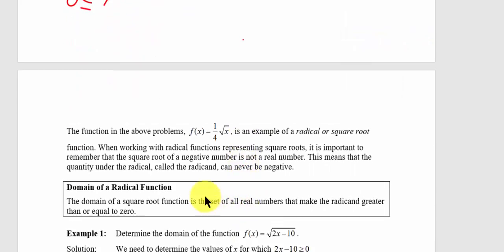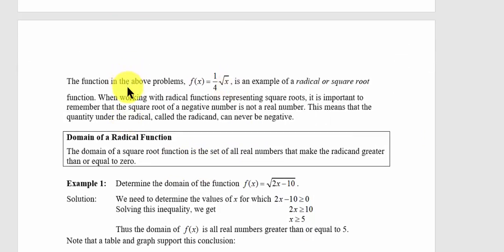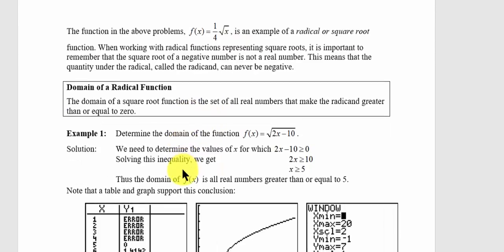Then they give us a little blurb here. This is considered a radical or a square root function, and they ask us to remember that we can't take the square root of a negative number. It's not real. Okay, so whatever's underneath this radicand can never be negative. And then they give us the definition of the domain of a radical function. And I might ask you about the domain, I'll say, what is the domain of such and such radical function? And then you're going to provide that for me.